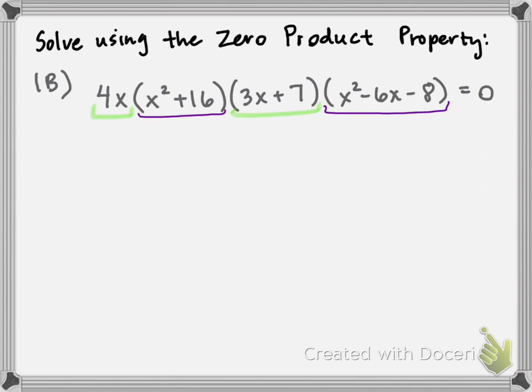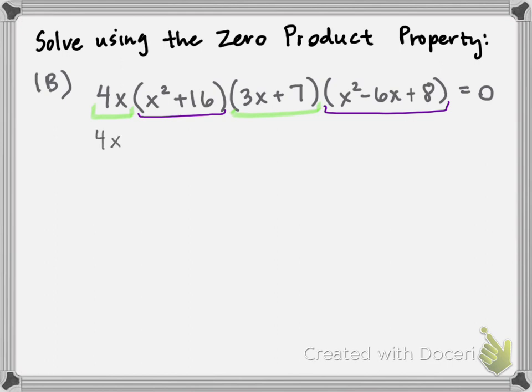On to example 2. Small edit to the problem, as I copied it incorrectly. Let's look at it. We have multiple terms here, not just two. We have 4x, that's one term. We have x squared plus 16, a sum of squares, which is not factorable yet. We then have 3x plus 7, and we have x squared minus 6x plus 8. Could I factor any of those further? Yes, you're screaming it, I hear you. It's yes, we can, the last one.